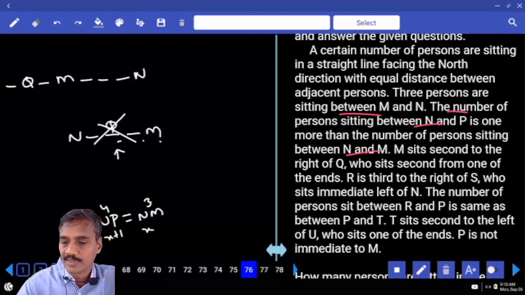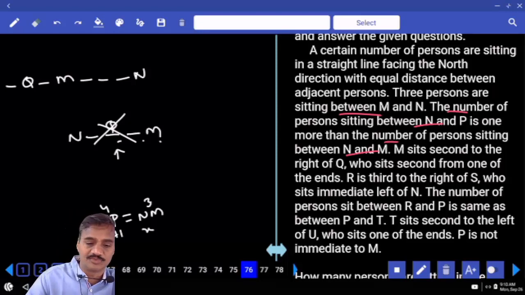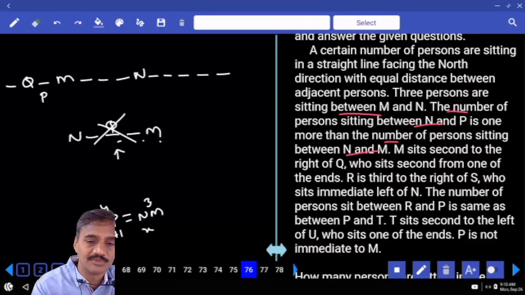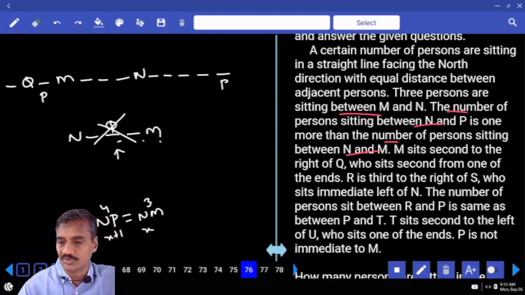Now there was some information before. How many persons must be between N and P? 4 persons. And between N and M, 3. That means N must be in between N and M. 1, 2, 3, 4, P can be here. Or 1, 2, 3, 4, P can be here. How many possibilities we have for this P? 2 possibilities. And next one.